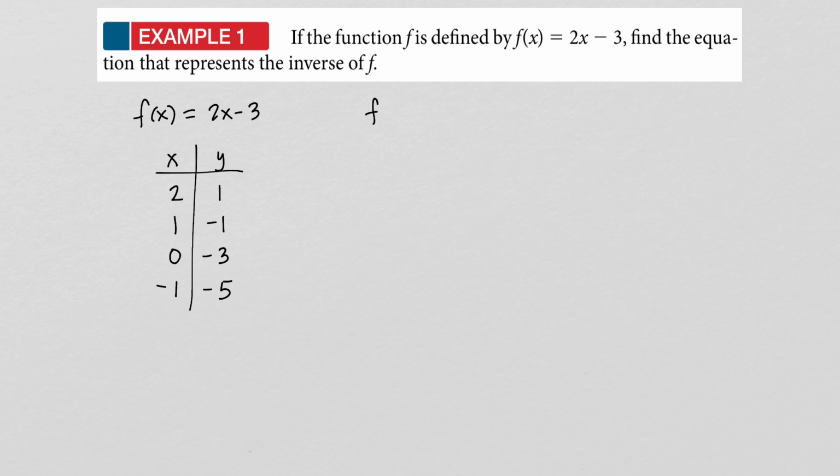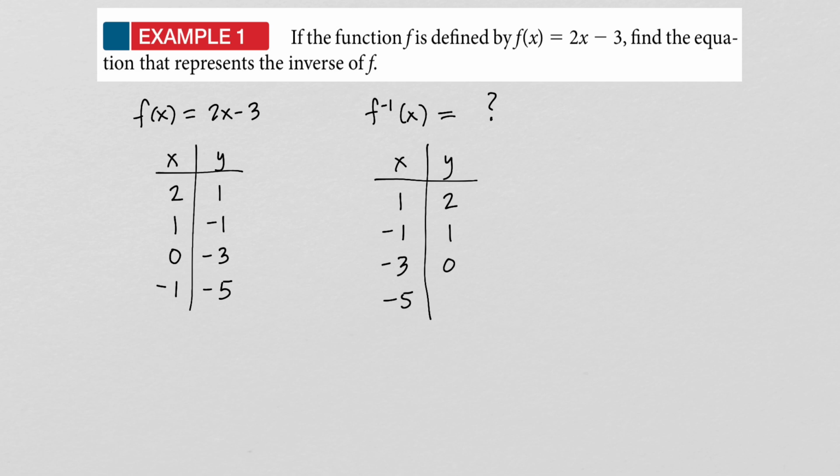These are just a few random points. Now we know that there's going to be some inverse function. Maybe we don't know what that is right at the moment, but whatever that inverse function is, it is going to take these points and reverse the coordinates. So instead of (2, 1), we'll have (1, 2). And then we'll have (-1, 1), (0, -3)... actually (-3, 0), and (-5, -1). So the question is, what is the equation for this function? Let's go ahead and outline the procedure.